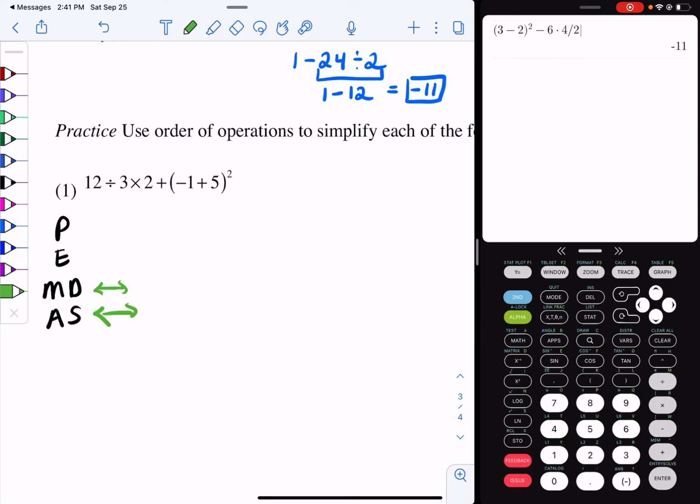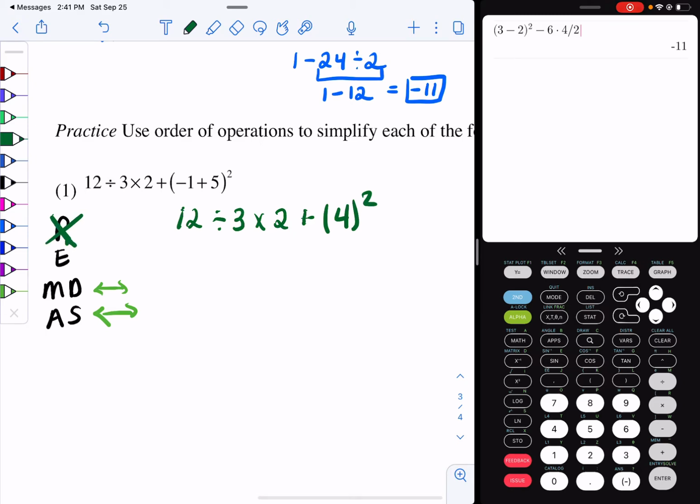So I have to ask myself if I have parentheses, because that's the first layer. And if you look, I do have parentheses. In that parentheses, I have a negative 1 plus 5. So I have to ask myself what negative 1 plus 5 is. And negative 1 plus 5 is 4. So I'm really doing 12 divided by 3 times 2 plus positive 4, and then I square it.